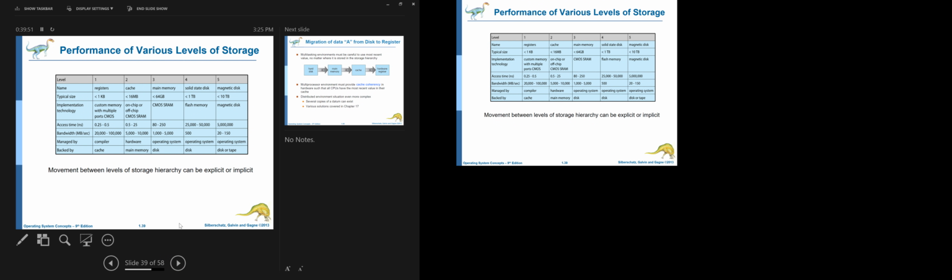And got a little graphic. I don't know that it's that helpful about the performance level. It kind of goes from the size gets bigger, the speed gets smaller, and speed gets smaller means the access time goes up and the bandwidth goes down. And so it does matter.